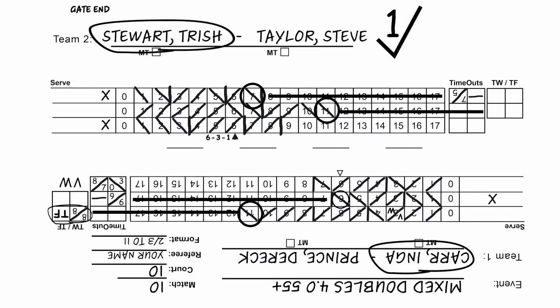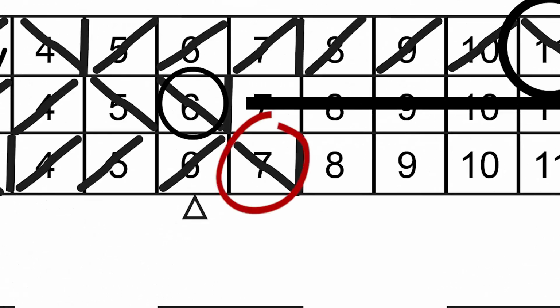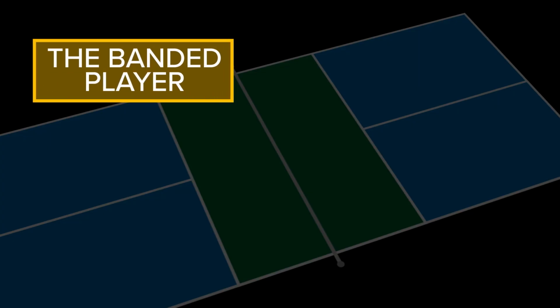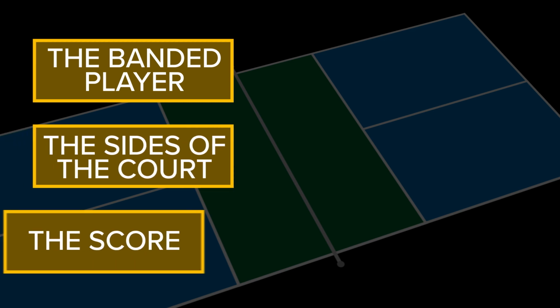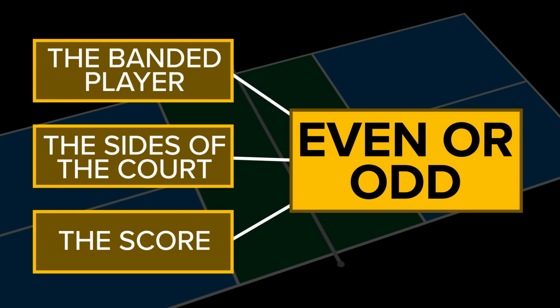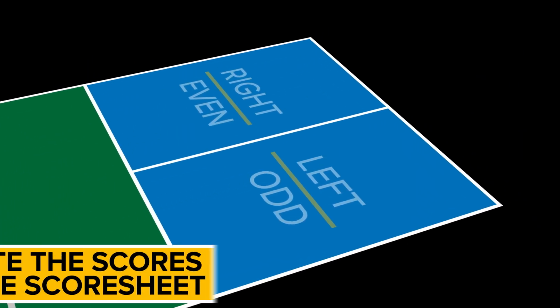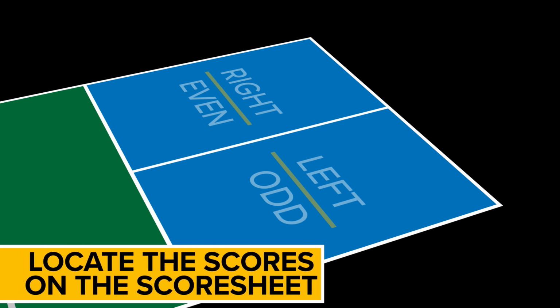The last key component is the score itself. The score is either an even number or an odd number. These 3 components, the banded player, the sides of the court, and the score all have a common factor, even or odd. The first step to tracking the players is to locate the scores on the score sheet.